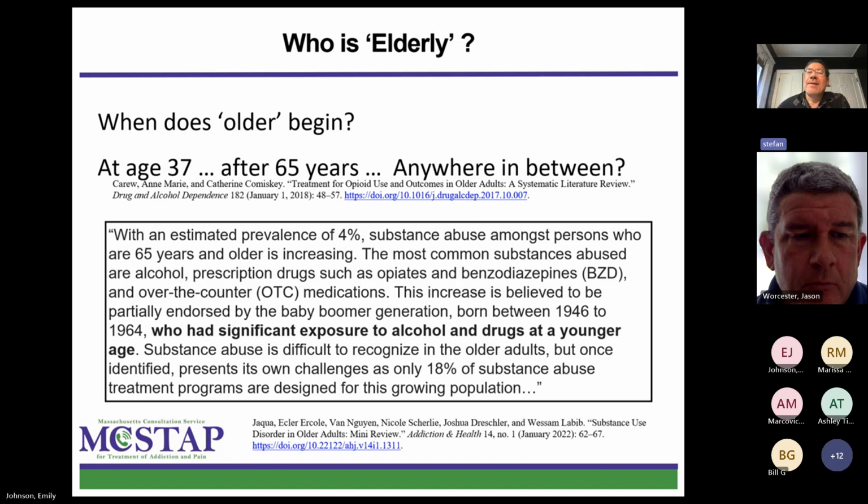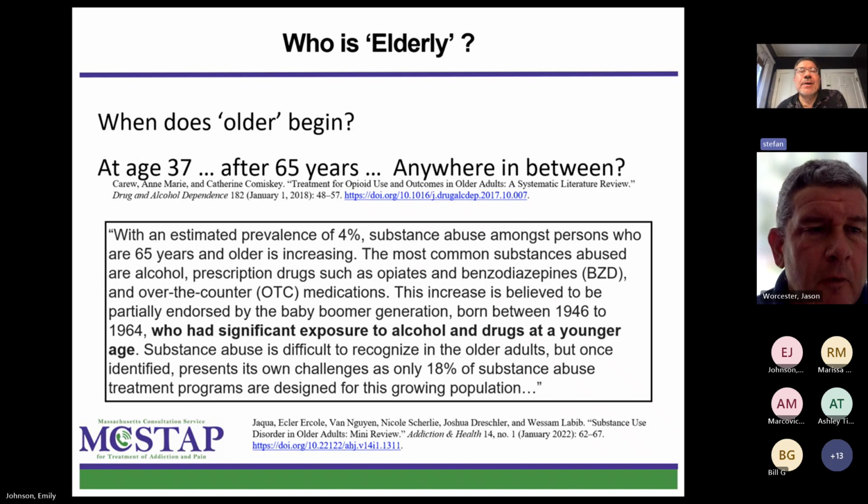Okay. You can ask different researchers. They can say being elderly starts at age 37. It can start at age 87. Honestly, studies start between those ages, 37 and 65, and in between. We're not going to dwell on the definition here. So, okay. It's difficult to recognize in older people because of their other illnesses, and not many of our treatment programs are addressing the elderly, and we'll talk about that on our fourth case. Next slide.